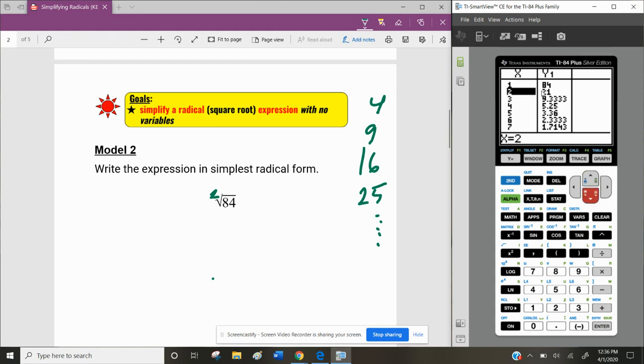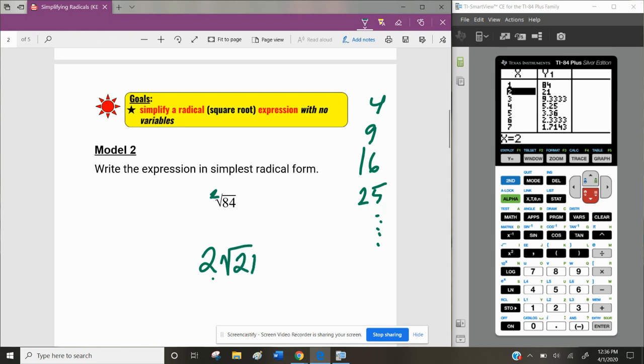So the first number that I hit on my way back up in the y column is 2 and 21. 21 is the first number in the y column without a decimal. So I know that my answer here is 2 square roots of 21.